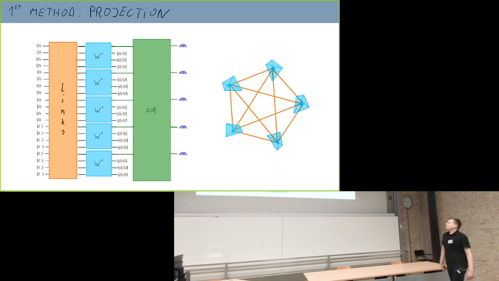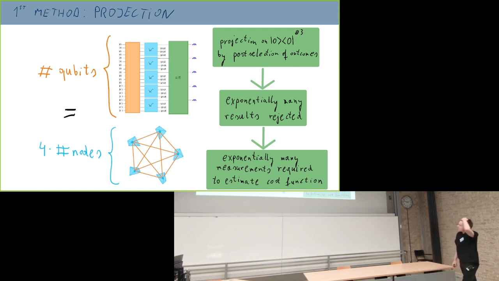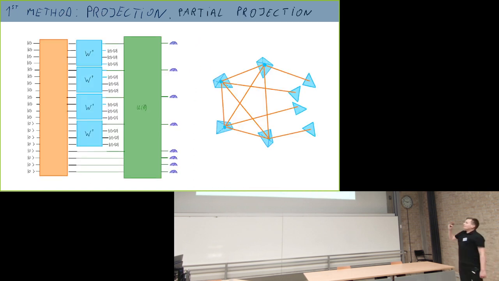Exactly the same way we can do it for an arbitrary spin network. For example, a pentagram. Here we need to prepare 10 pairs of spins, then apply five projections, and then also we can transfer this state onto some parameterized five qubit ansatz. This method requires a number of qubits which is four times the number of nodes of the spin network, and there is a small problem, because here we have projections on zero states, and this projection is implemented by post-selection of results. So we need to reject potentially many results to make this projection, so it is not very good. It can be partially improved by partial projection.